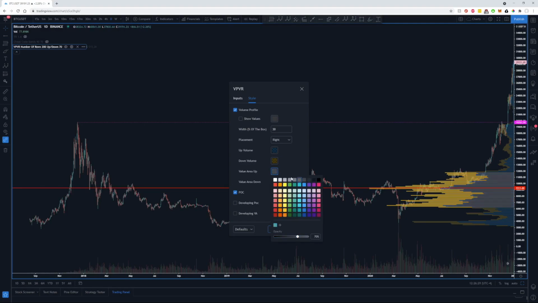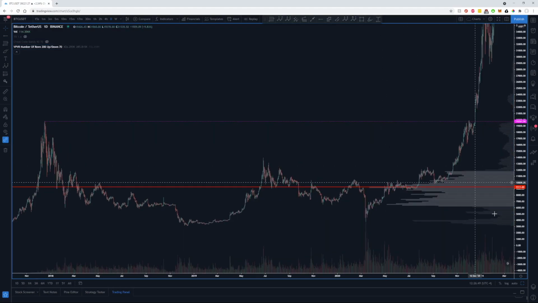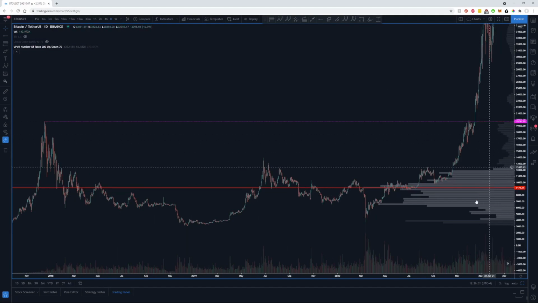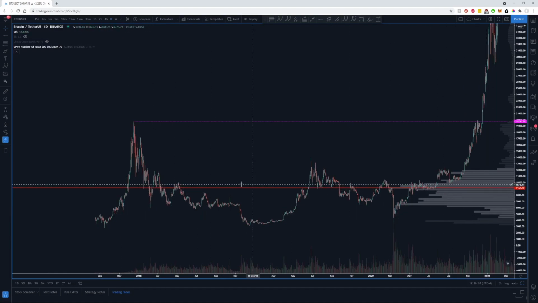Personally, I like to have them as a gray color right here, and I'm going to make them the same exact gray. So let's go ahead and do that, change them both to that same gray, and then we need to change the up volume and down volume as well. Again, I'll go with the same gray on these, and now you can see that on the right hand side here, it's all gray. I don't really care about the colors, so that's perfect for me. Now, as I mentioned earlier, there's one other thing, and it's this red line right here, and it's called the point of control.